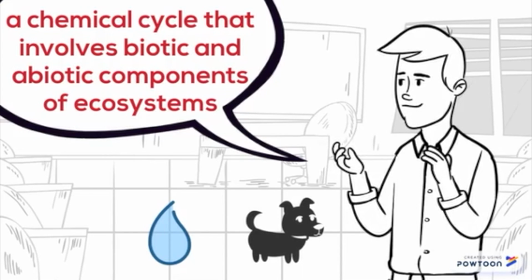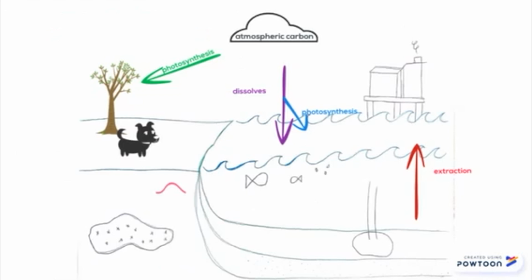With two categories of global and local cycles, we will be discussing the global ones. The carbon cycle is a biogeochemical cycle with atmospheric carbon and carbonate. Plants through photosynthesis convert the atmospheric carbon into organic form so that other organisms can use it.